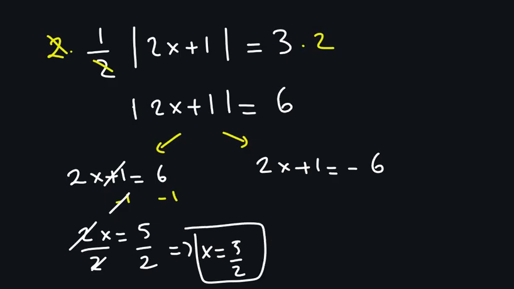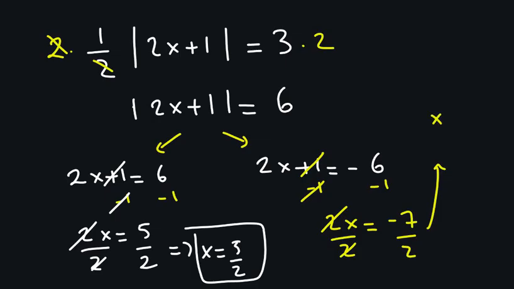The second one, again, I can subtract 1 from both sides. So it becomes 2x on the left side equals negative 6 minus 1, negative 7. So again, divide both sides by 2. 2's are cancelled out. Write it here. X equals negative 7 over 2. So these are my solutions. X is 5 over 2, or x is negative 7 over 2.